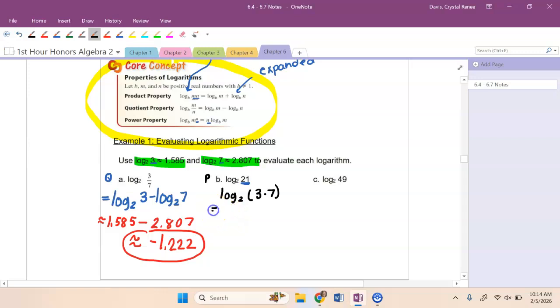So this is equal to log base 2 of 3 plus log base 2 of 7. Okay, well, now I do know what log base 2 of 3 is. It's about 1.585. And I know what log base 2 of 7 is. It's about 2.807. Okay, so if I find the sum of those two, and if I put it in my calculator correctly, this is roughly 4.392.